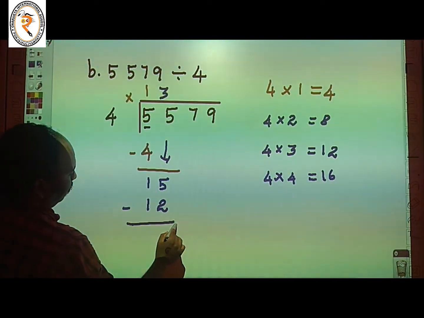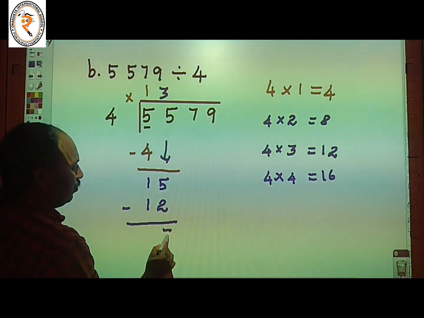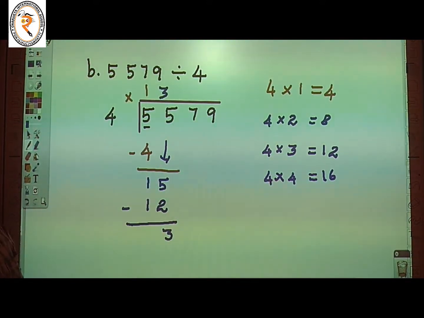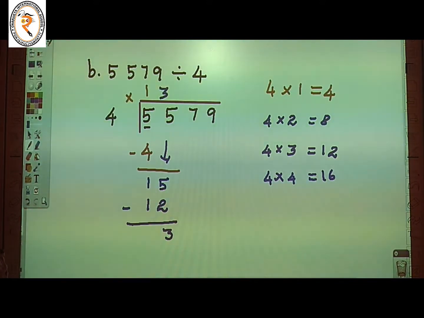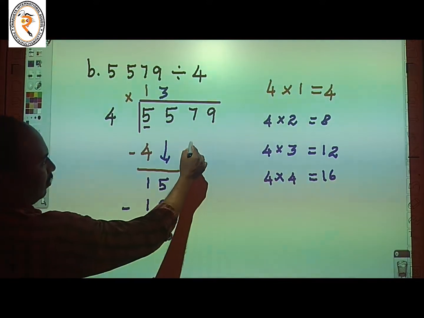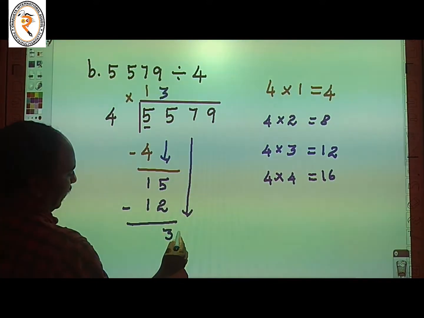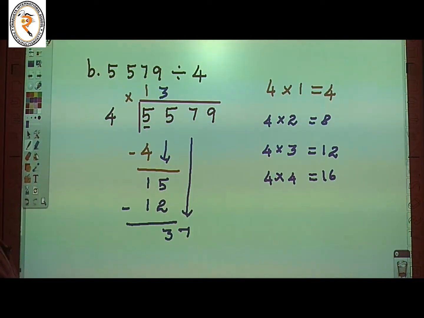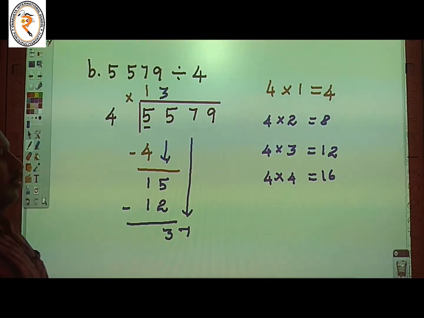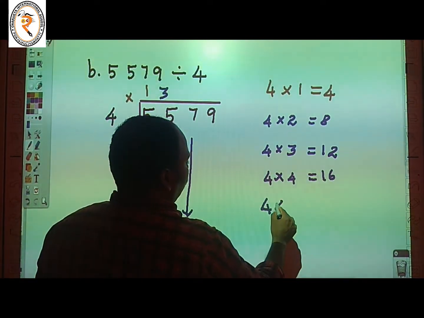4 into 3 is equal to 12. Subtract. 15 minus 12 is equal to 3. 3 does not divide by 4. So bring down the number 7, the 7 tens. That is 37. 37 divided by 4. The divisor part is 4.